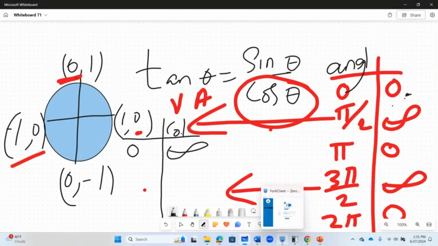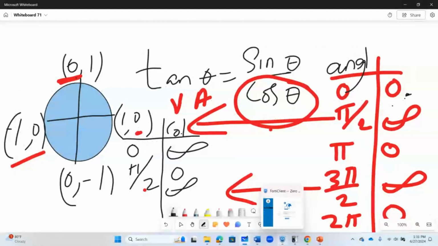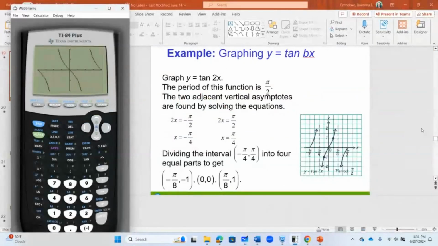So let's go to pi over 2. Cotangent of 90 is 0 over 1, which is 0. Cotangent of 180 is cosine over sine, which is undefined also, and so on. Since it is the reciprocal of tangent, those are the major things. These differences are the things we need to know. And then we will talk about periods and other things later on.